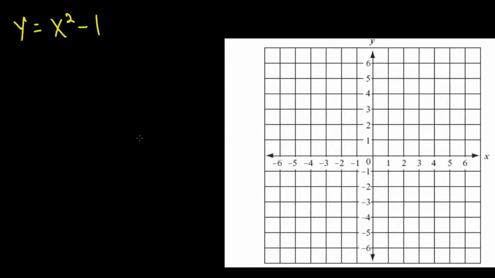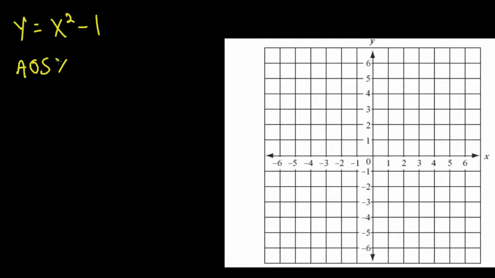Good morning, everyone. Today we're going to solve a quadratic equation using graphing. So let's get started. My first problem is x squared minus 1. Well, we could find our axis of symmetry.